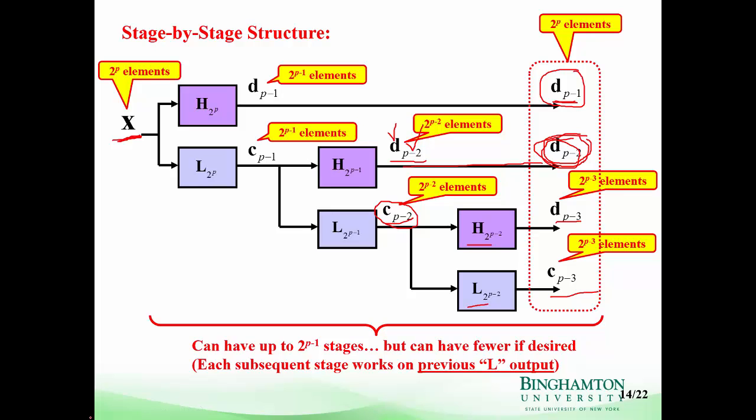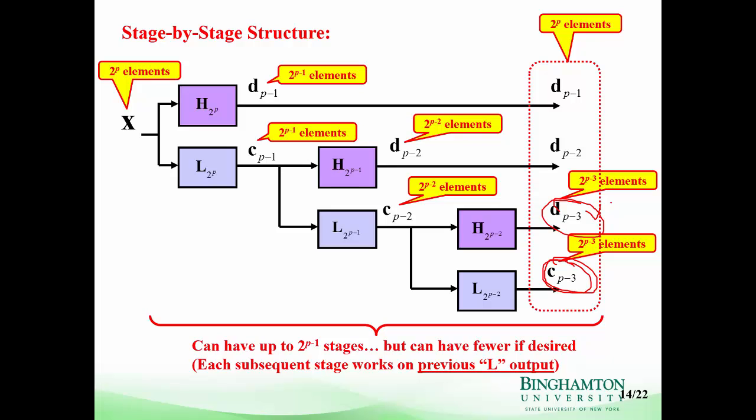And we could keep on going as long as we've got more than one element in these. And the key is here, because this is just going to keep. Every time we create a D, we keep it. The C gets further processed until the end. And at some point, we need to stop.